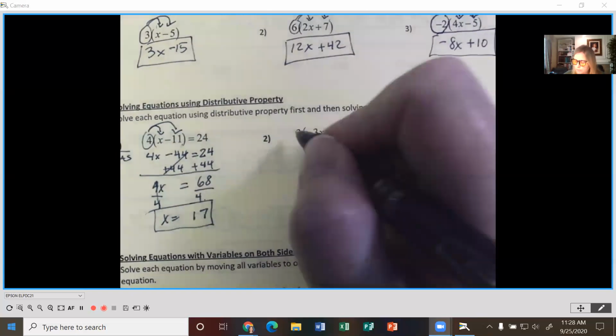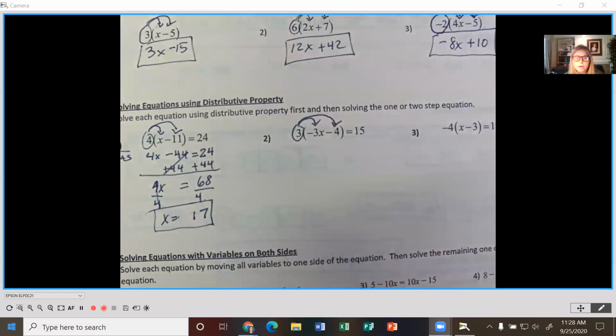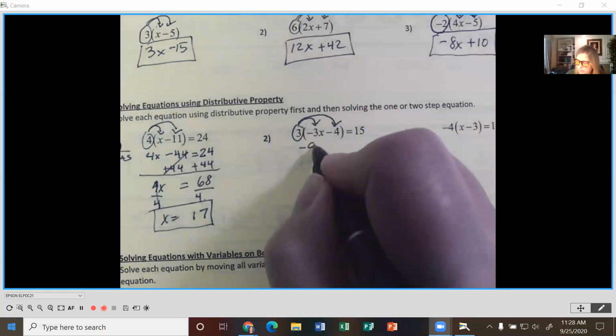Number 2, we have 3. And we're distributing that over the quantity negative 3x minus 4. So 3 times negative 3x is negative 9x.